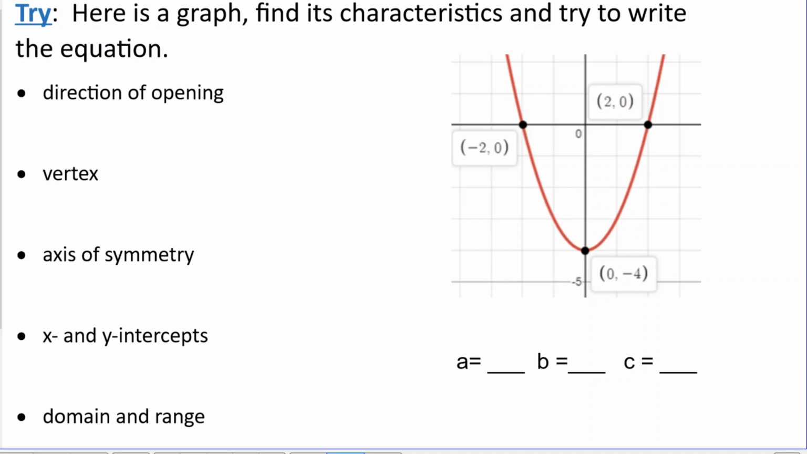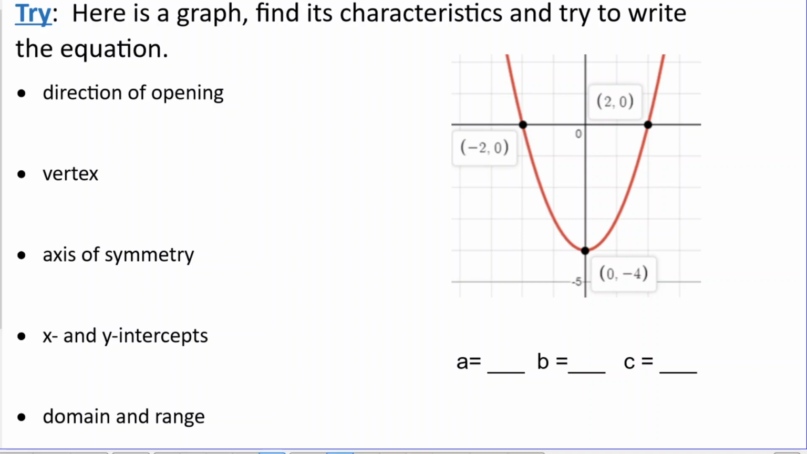Let's look at a few application problems for quadratic functions. So here we have a graph. They've given us some of the key points on that graph. And instead of starting with an equation, we're going to start with this image of the graph to try and pull out the characteristics to describe some more about this quadratic function.